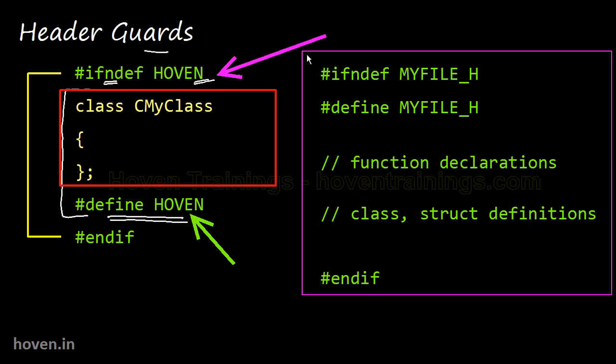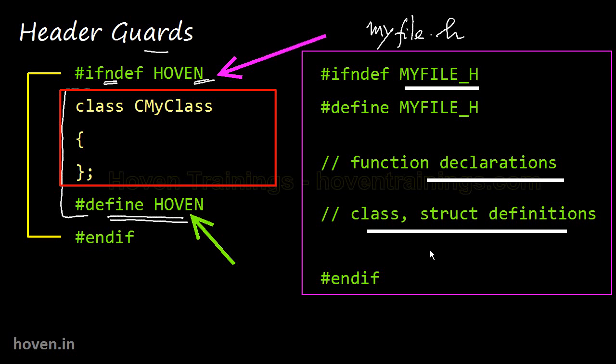This is a typical arrangement of a header file. Suppose the file name is myfile.h. The name of the header file in uppercase is used as a guard symbol. File name is myfile.h. The guard symbol is MYFILE_H. Function declarations are written inside this guard. The class and struct definitions are also written in this guard. So these will appear only once, and these will then also appear only once. So this is the most general arrangement of a header file.